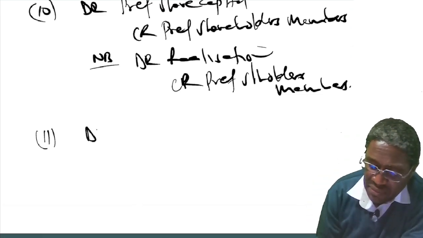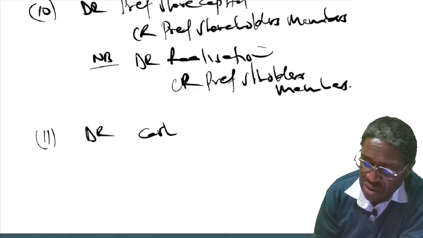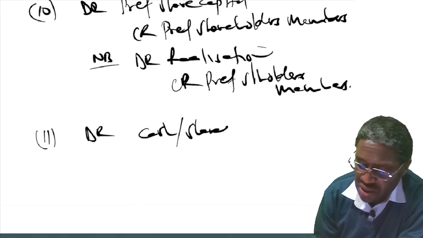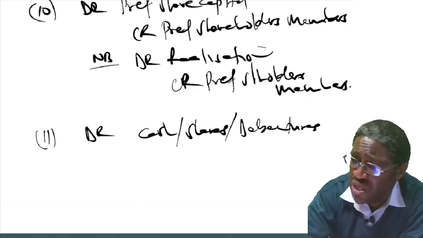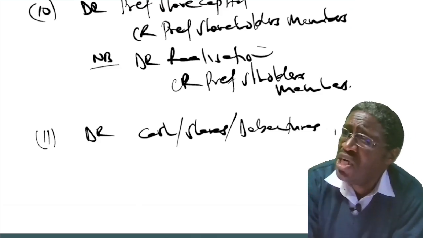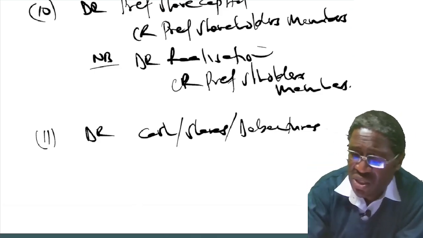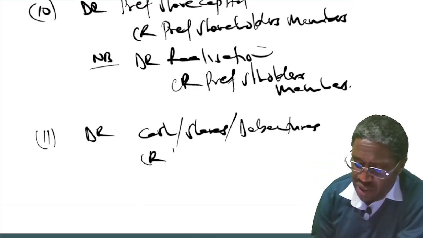Debit cash, stroke, shares, stroke, debentures. That means if you are receiving cash, you debit cash. If you are receiving shares, you debit shares. If you are receiving debentures, you debit debentures. And then you credit purchasing company.